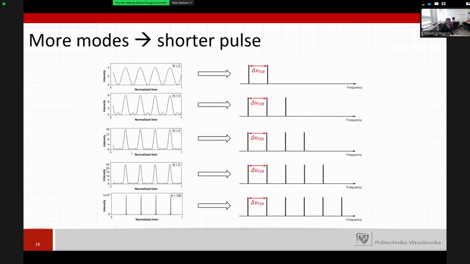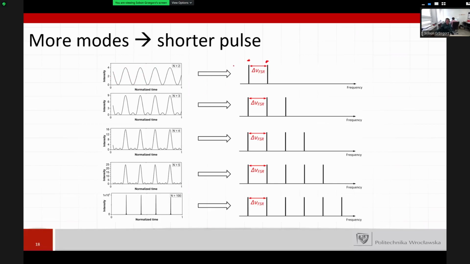Yeah, and as I already mentioned, if we have more modes synchronized, we can have a shorter pulse. So if we look at a simple case where we have two longitudinal modes which are synchronized in phase, if we interfere two longitudinal modes together, we will see just the beating. So we will just see a sinusoidal beat note between these two modes.